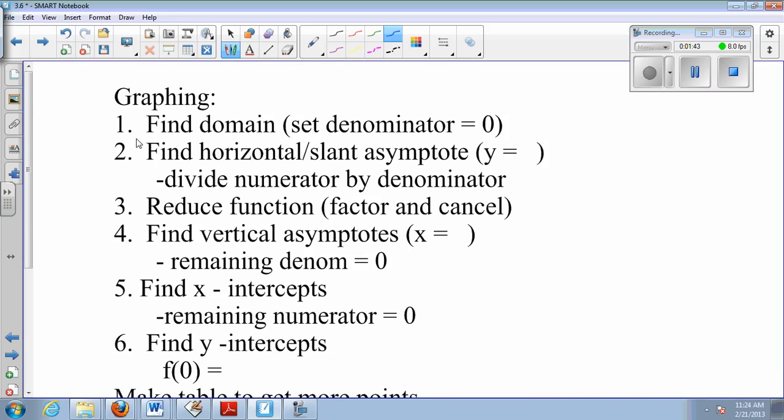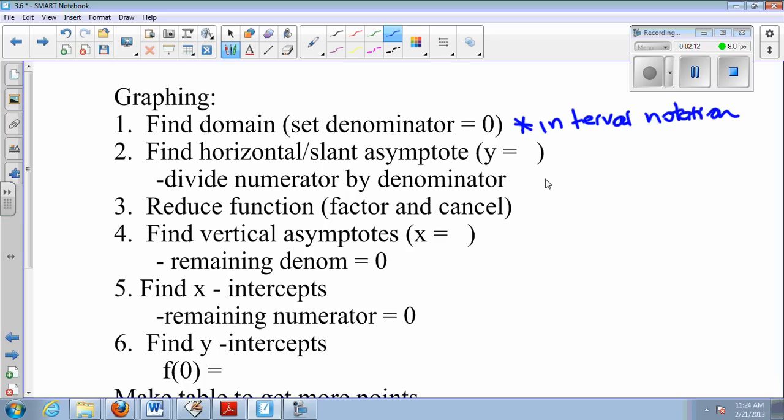So our rules for graphing is we need to find the domain. And we find the domain by setting the denominator equal to 0. And we're going to be using interval notation, of course. We're going to find the horizontal or slant asymptote. And it's going to be of the form y equals.